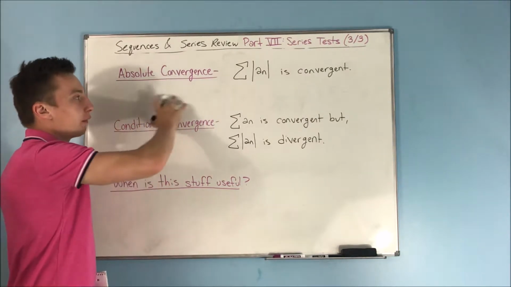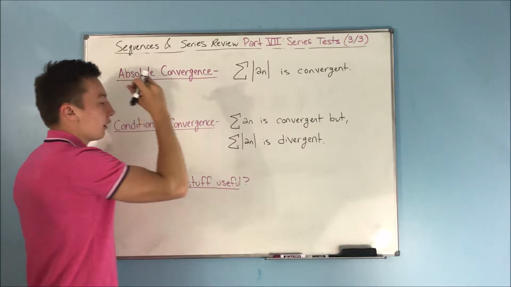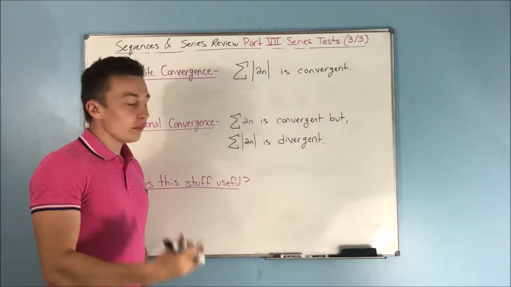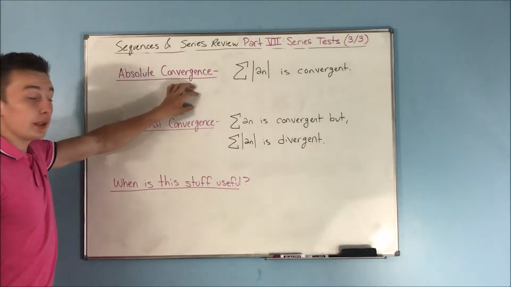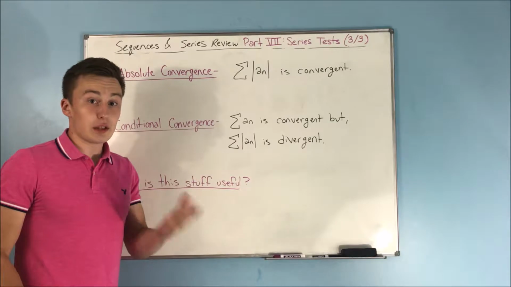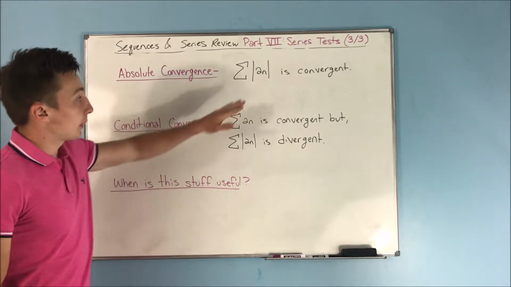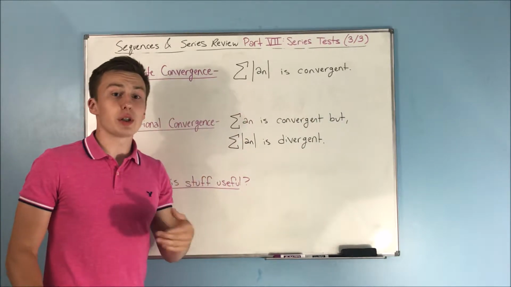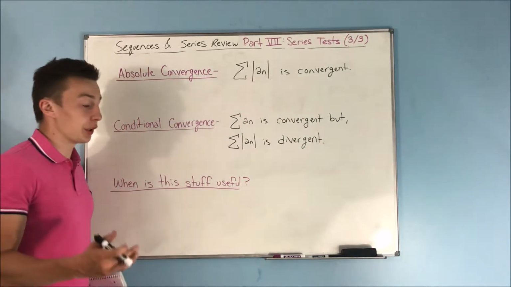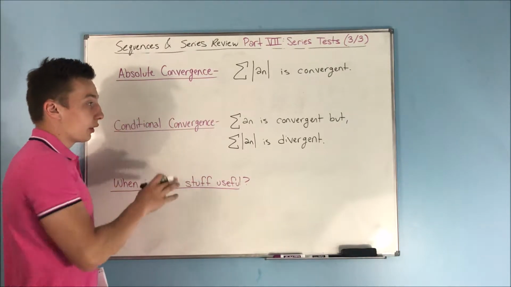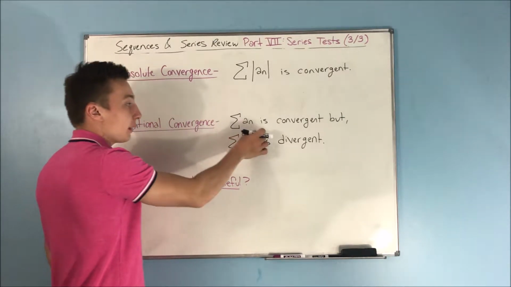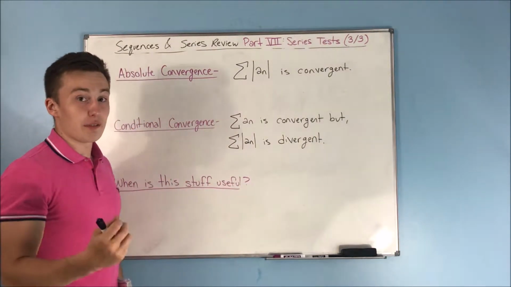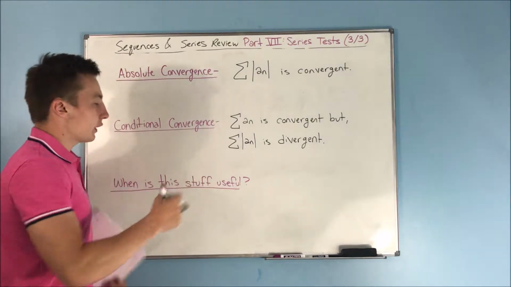Absolute convergence, we know, is when the series with the absolute value of a sub n is convergent. And we know that if something is absolutely convergent, then it is convergent as well. So if the absolute value of a sub n is convergent, then just regular a sub n will be convergent as well. That's something that you should know. Now, what about conditional convergence? Well, this is when your a sub n is convergent, but your series with the absolute value of a sub n is divergent. Okay, so I'll give you some examples of both here.